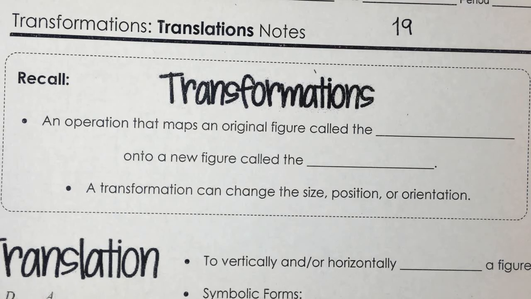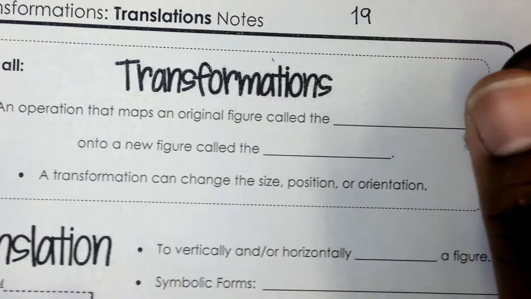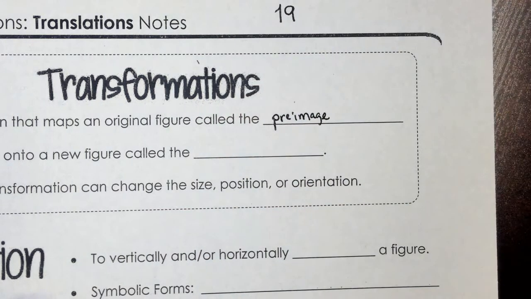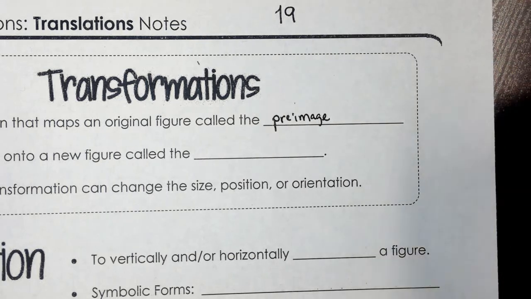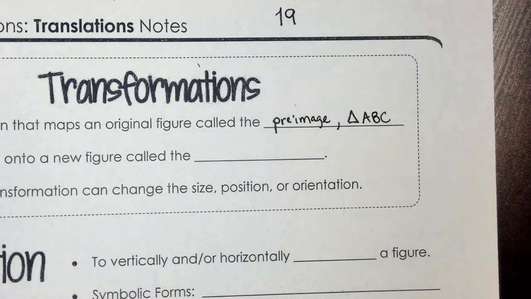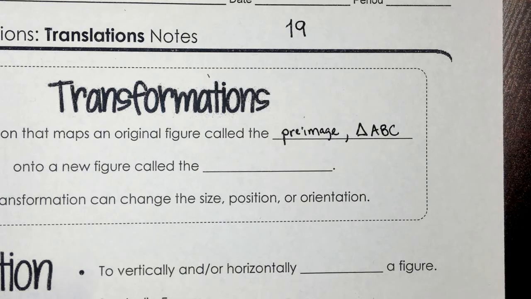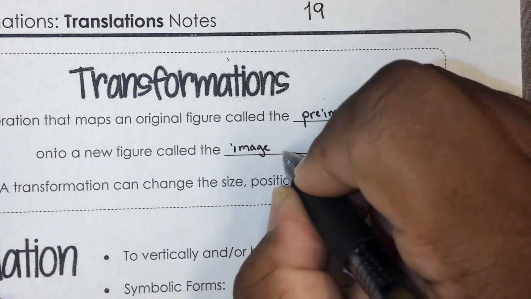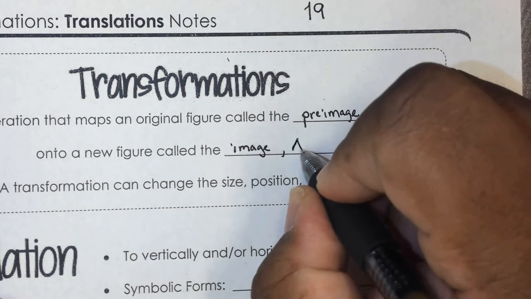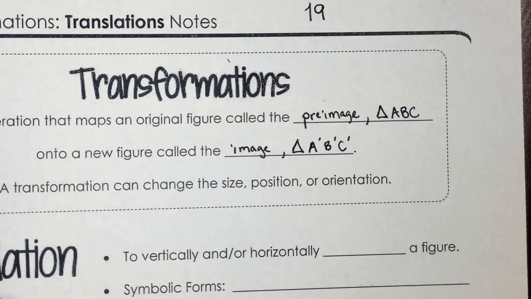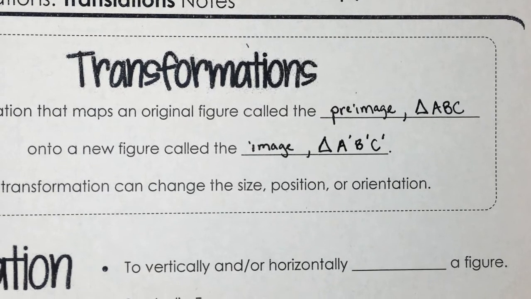So we're looking at the translation today. First, recall a transformation. Any transformation is an operation that maps a figure called the pre-image. For example, if we were dealing with a triangle, triangle ABC will be our pre-image, and then onto a new figure called the image. And if we were talking about the same triangle and we use the same letters, the image would be A prime, B prime, C prime. That is how we would notate it to distinguish between the 2.